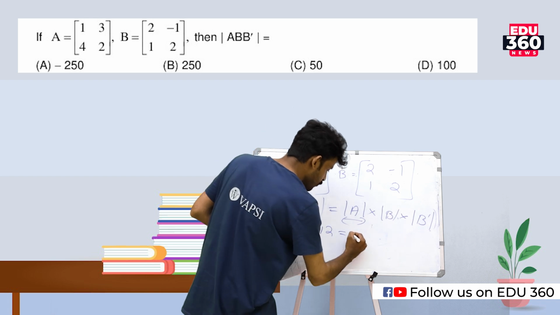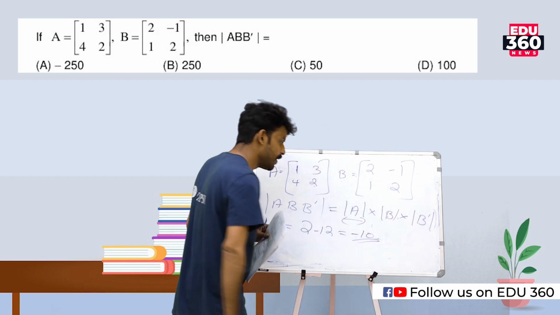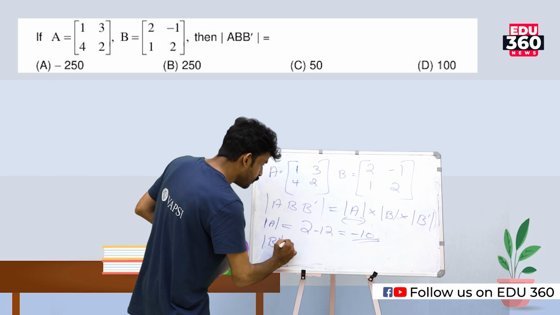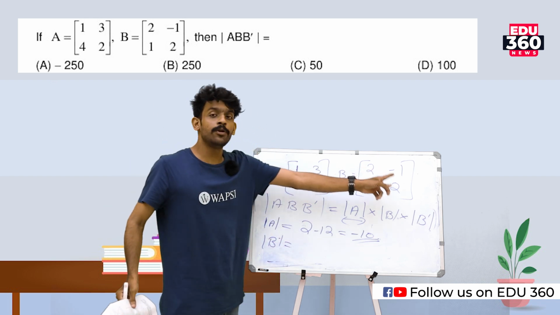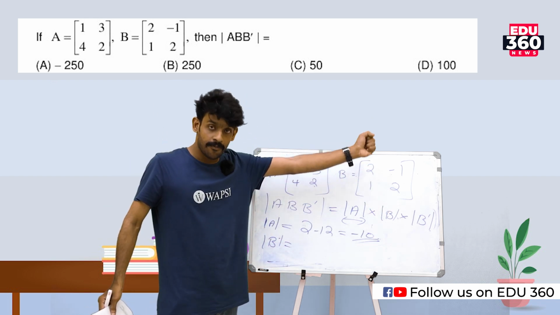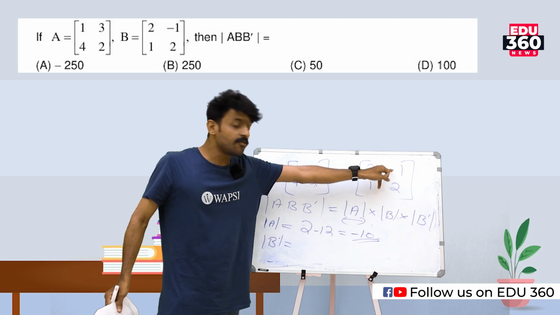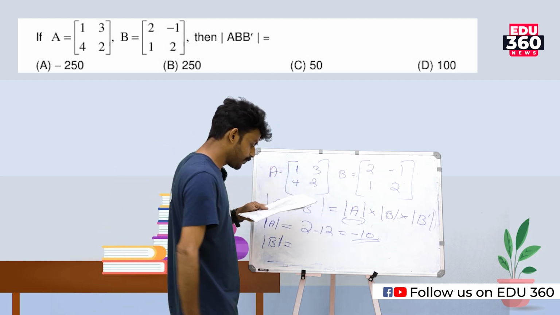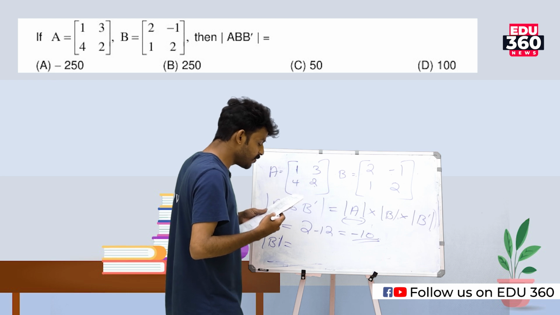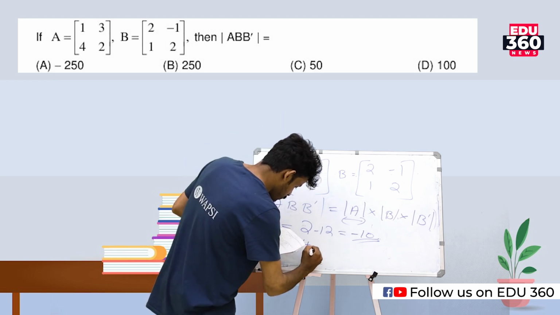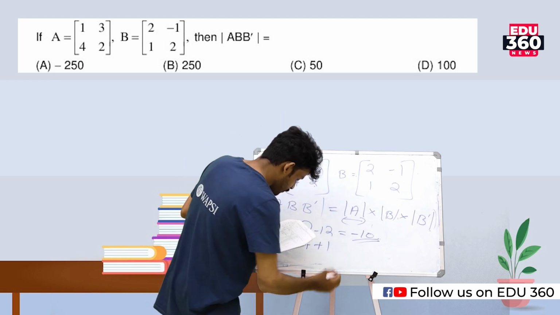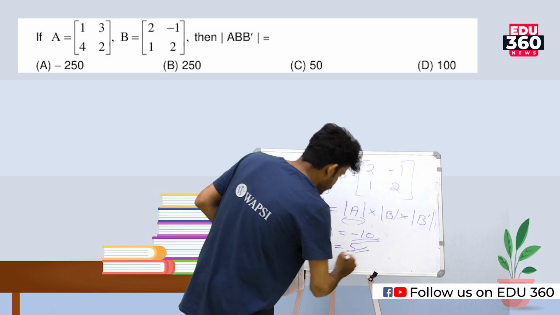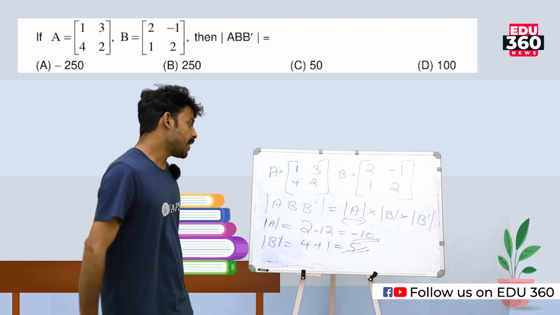2 minus 12, that means minus 10 is determinant A. And determinant B is equal to 2 into 2, 4, minus minus 1 into 1. So determinant B is equal to 4 plus 1, so that is equal to 5. Determinant B is equal to 5.